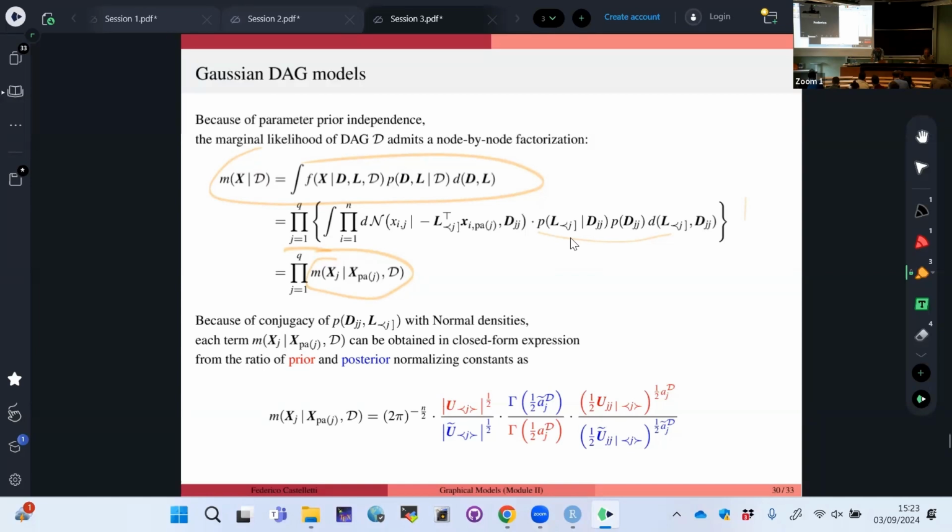Sorry, can you repeat? The running time? Okay, so this is another point. It depends on how many iterations you need. I think it scales linearly in the number of observations, in the number of variables. I don't know exactly. It may require, of course, much more time if you want to explore a space which is huge.